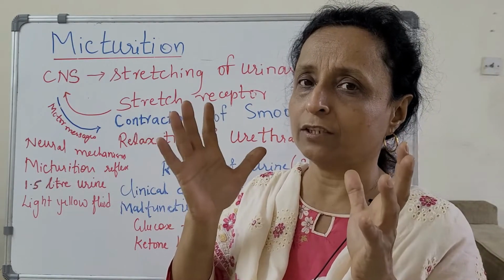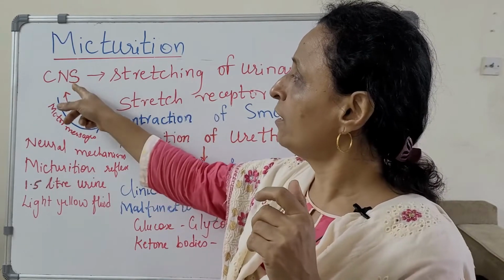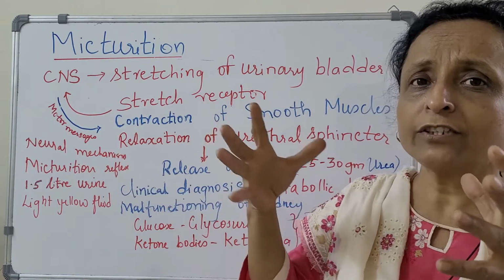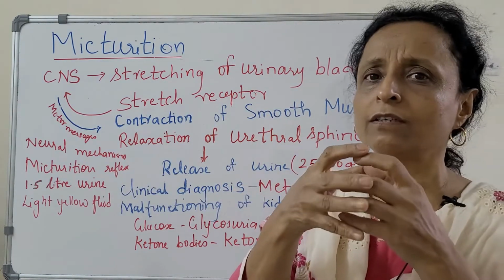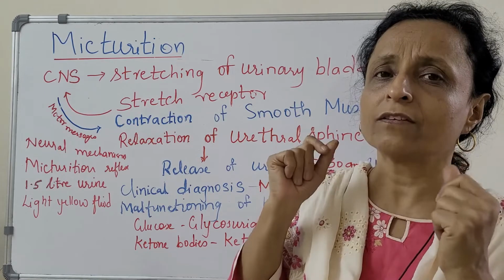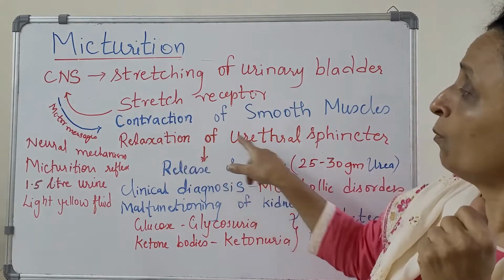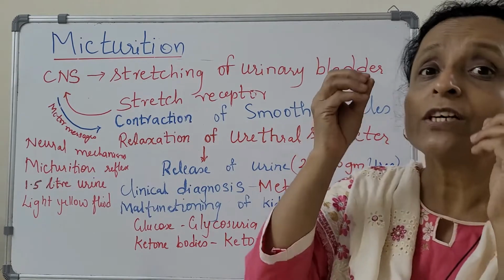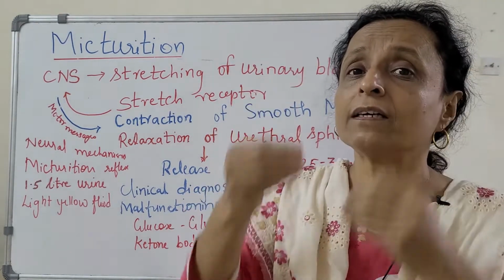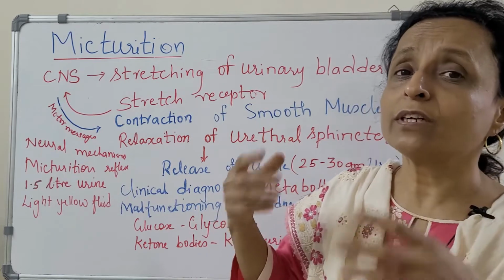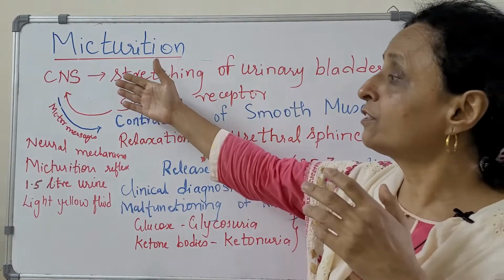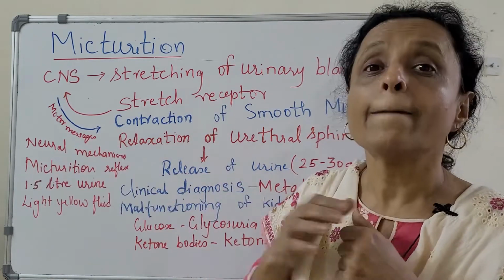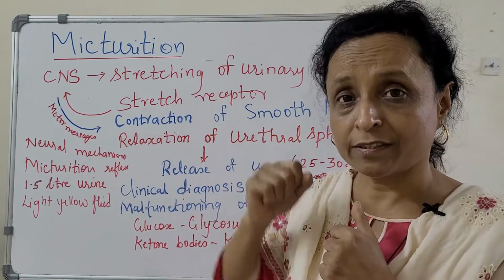So now the central nervous system sends a motor message for the contraction of the urinary bladder. It has to contract to release it, and there's a wall which has to open, the urethral sphincter, which has to open so that the urine gets passed through it. So it is the central nervous system which is controlling, and that neural mechanism is known as the micturition reflex.